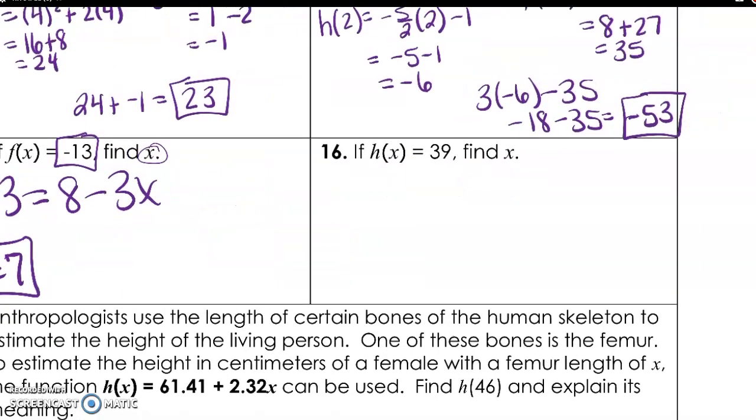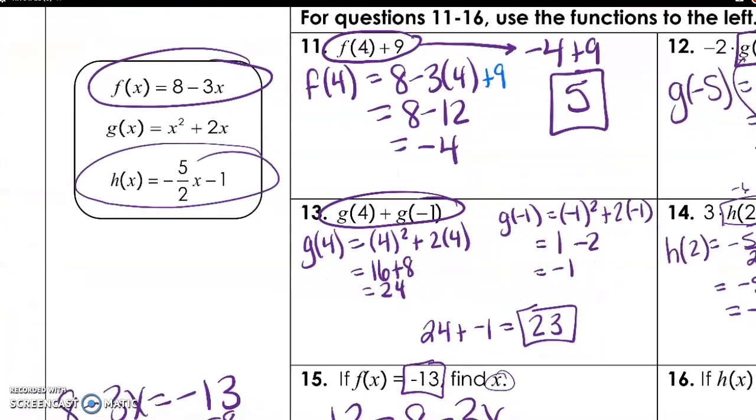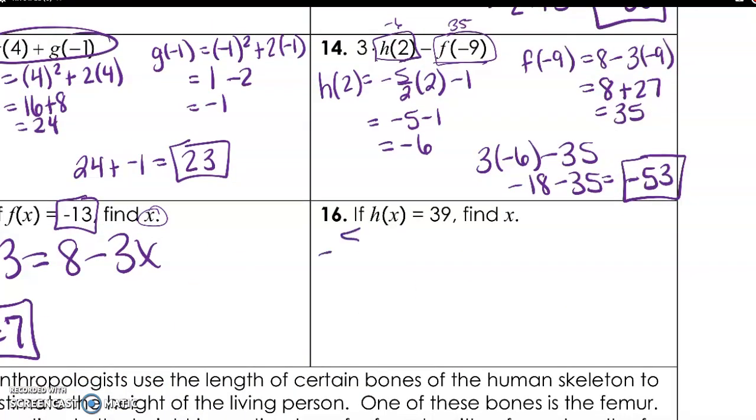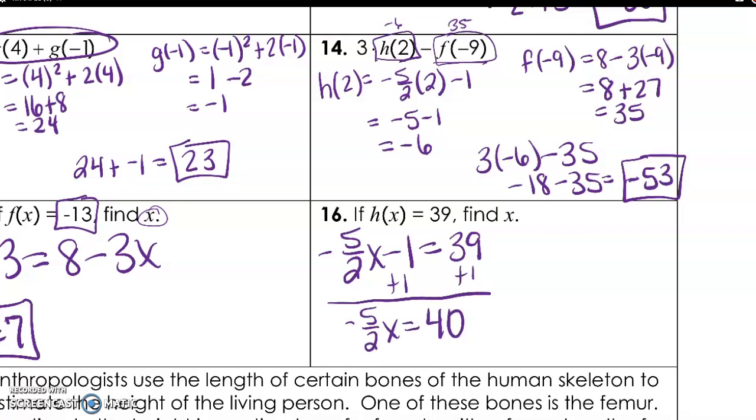For 16, we're using h of x, and they're telling us it's equal to 39. So when we look at h of x, it's this one, the bottom one. Again, I'm going to rewrite it, so I'm going to put equal to 39 rather than 39 equals. So -5 halves x minus 1 equals 39. Then I need to solve that equation, so I'm going to add 1. Negative 5 halves x equals 40. And remember, to get rid of a fraction, we multiply by the reciprocal, so times negative 2/5. And our answer is x equals negative 16.